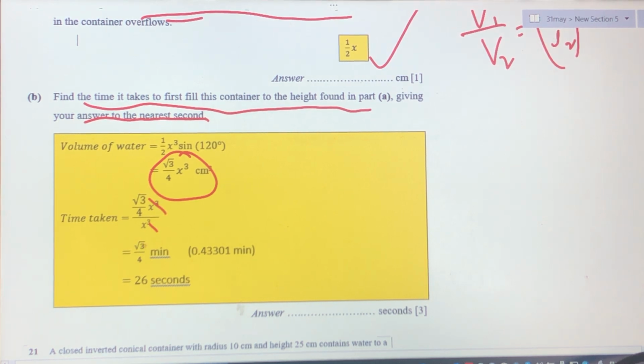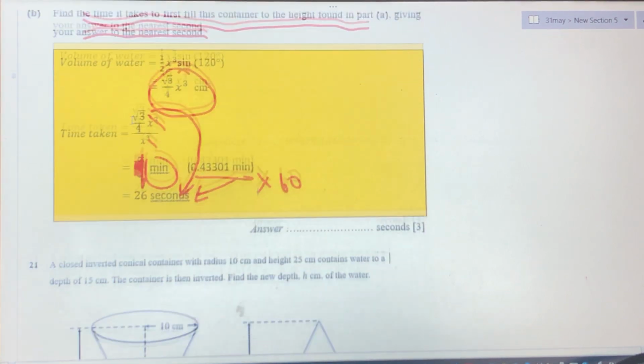No need to convert the form, no need. You can go straight away to how many seconds, finished already. Of course this is in minutes. Whatever you work out, you can work in 5 significant figures, then you convert, you multiply by 60. You will get this. Round off to the nearest second.